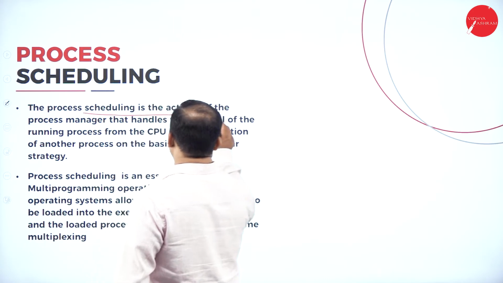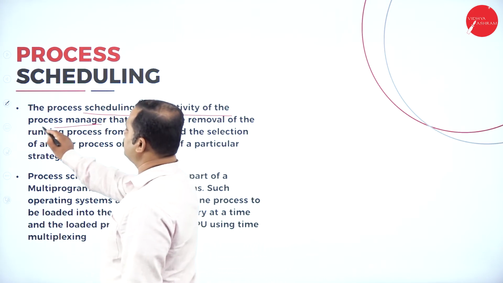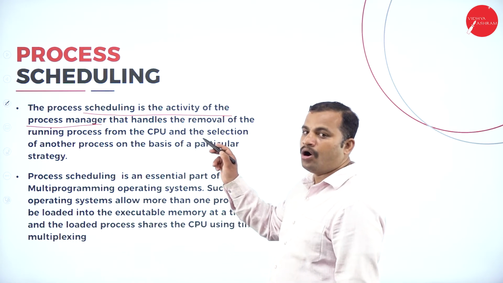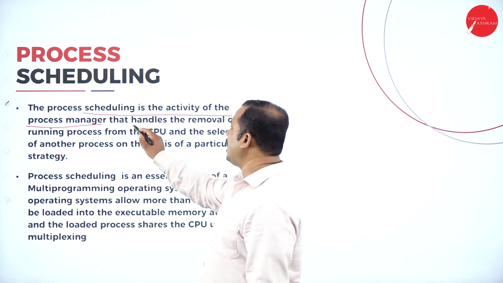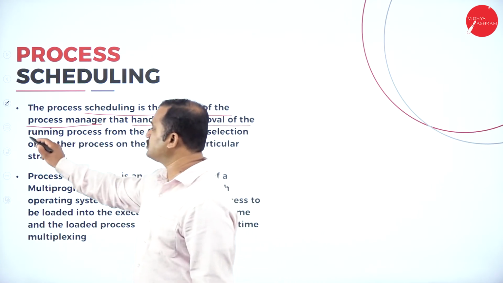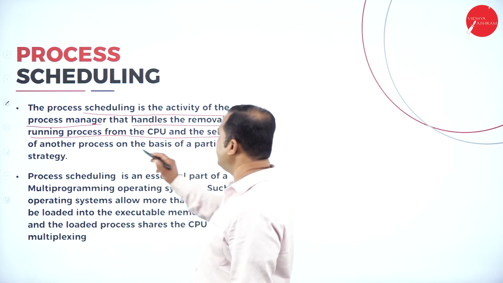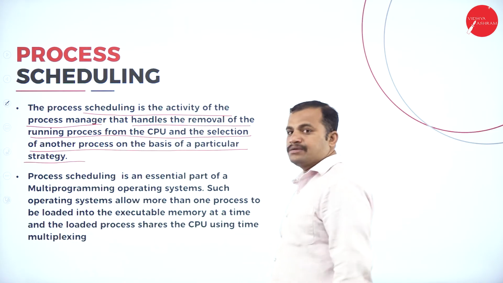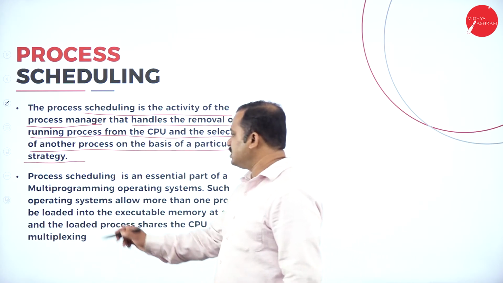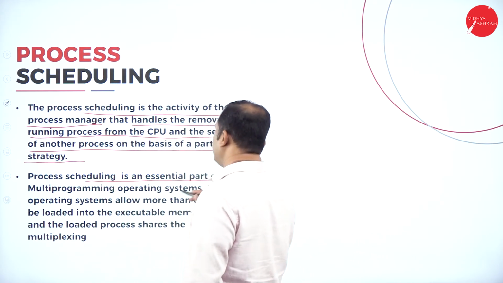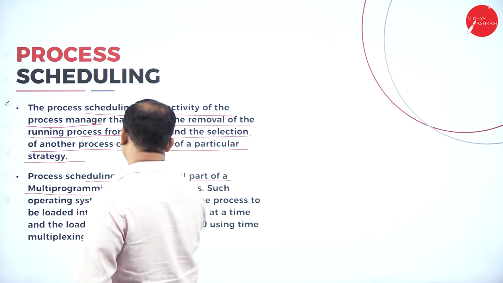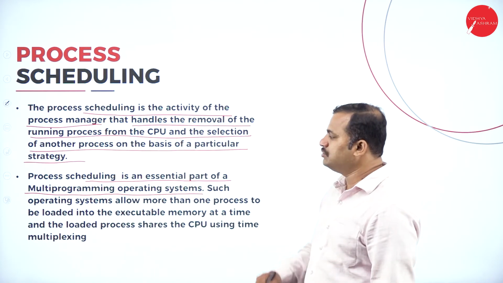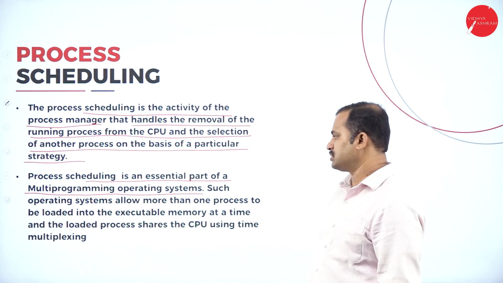Process scheduling is the activity of the process manager. That is, the manager is the one who is going to manage and handle all of these resources, that handles the removal of the running process from the CPU and the selection of another process on the basis of a particular strategy. Process scheduling is an essential part of multi-programming, because suppose if I want to do multiple execution of multiple programs, then I can do so with the help of different processes.